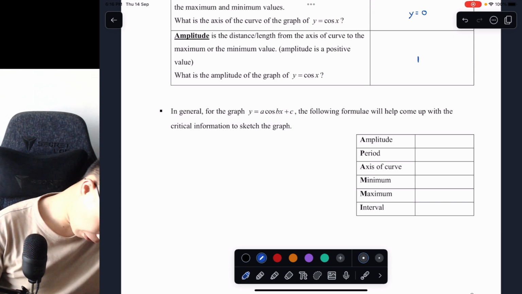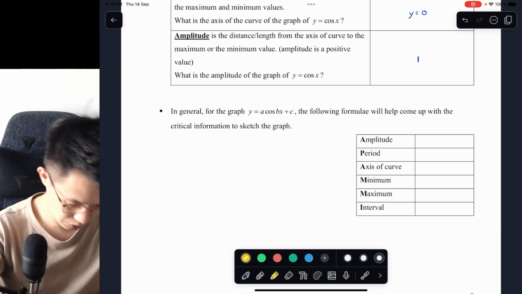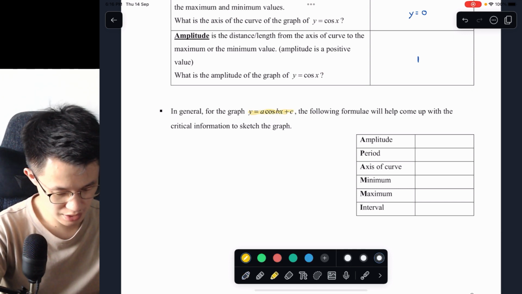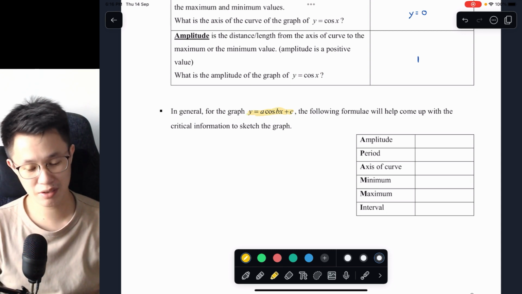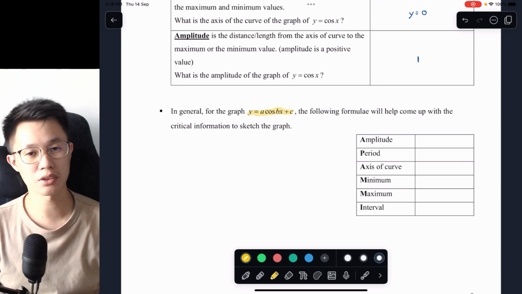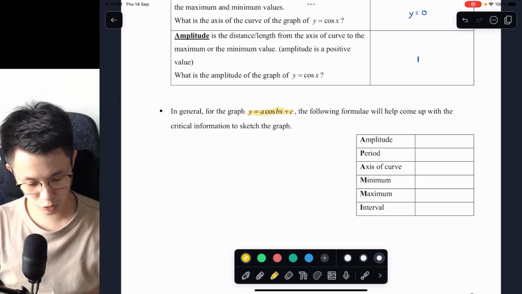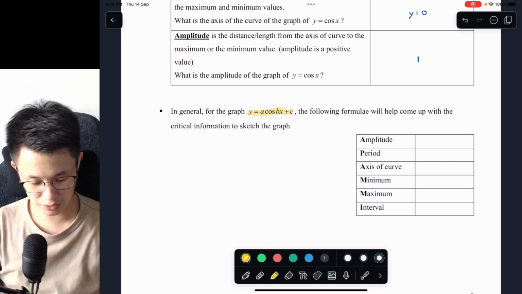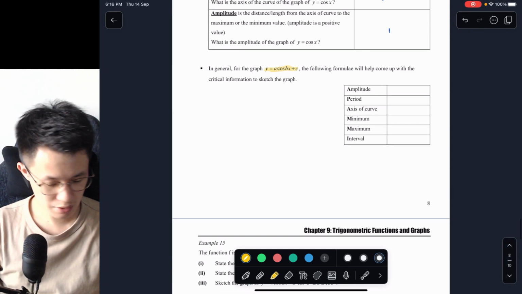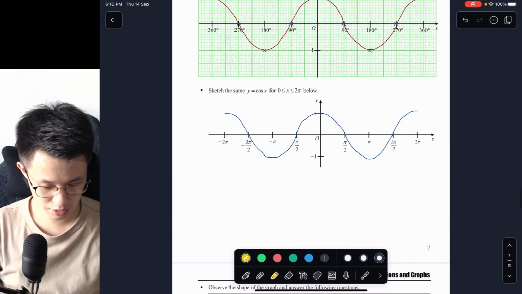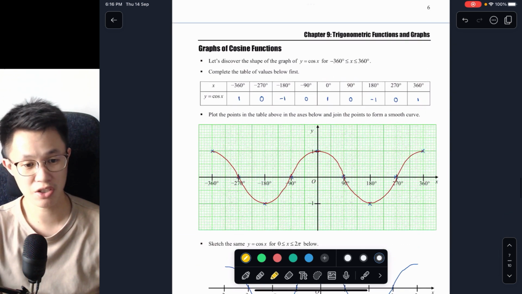And translating the graph is going to be exactly the same as translating the sine x curve. It's just that now it's cosine. So that's where you need to be careful. So do go back and take a look at that particular video on how to translate the graphs. And yep, that's about it for this introduction to cosine functions, cosine graphs.